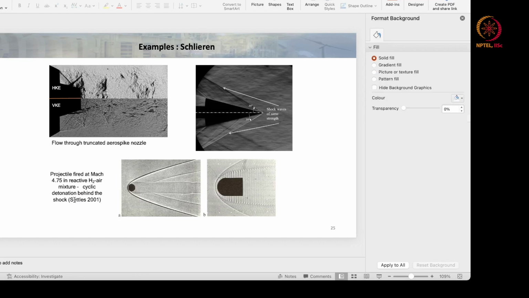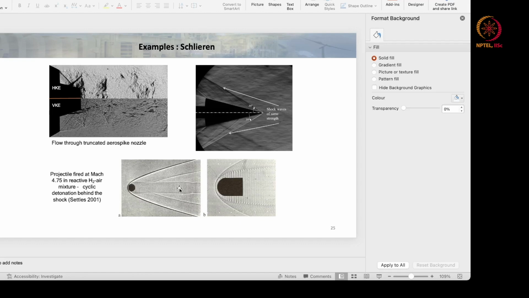Now you can guess, Settles' book on Schlieren and shadowgraphy is almost like a Bible, so you should consult it. If you do not have the book, you should get the book and study in more detail if you want more on this.